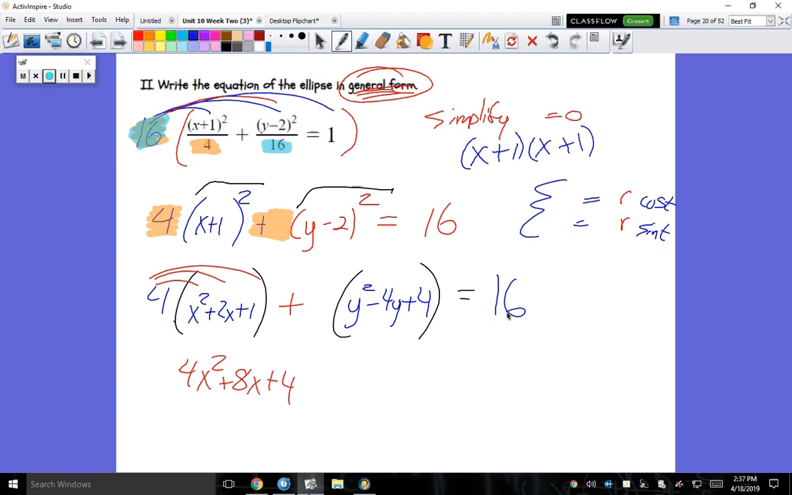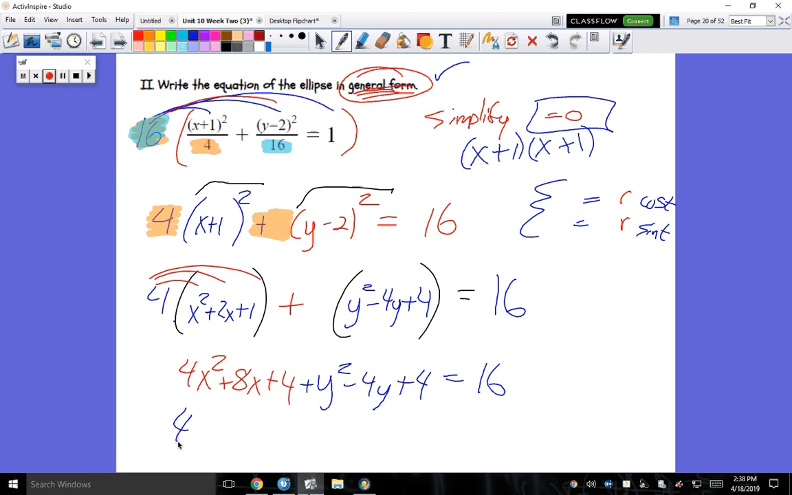And then you have 16, and here you're just going to distribute a positive 1 so that you have the following pieces set equal to 16. Is this general form? Am I done? I'm almost done. What do I need to do at the very end? I need to get it set equal to 0 and get all my variables grouped together.